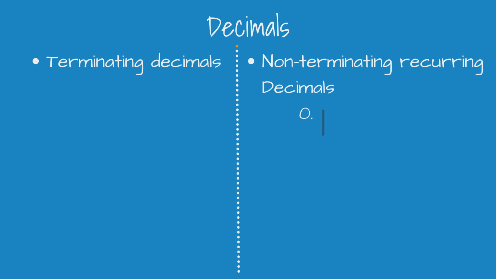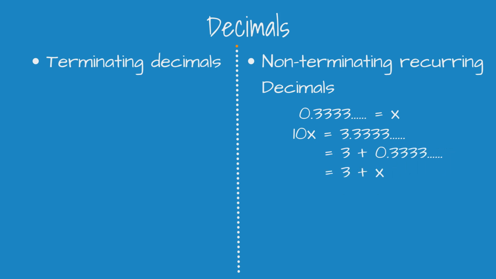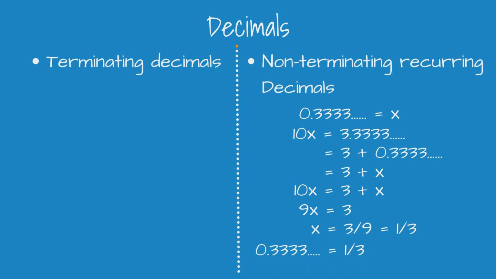In the case of 0.3333, let's call it x, multiplying it by 10, we get 10 times x equal to 3.3333. Now 3.3333 can be written as 3 plus 0.3333, which is 3 plus x. As such 10 times x is equal to 3 plus x. Simplifying the equation, we get 9 times x equal to 3, as such x is equal to 3 over 9, which is 1 over 3. Hence 0.3333 can be written in the form of a fraction as 1 over 3.